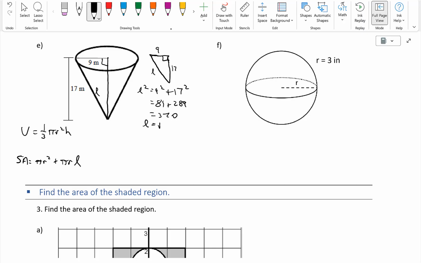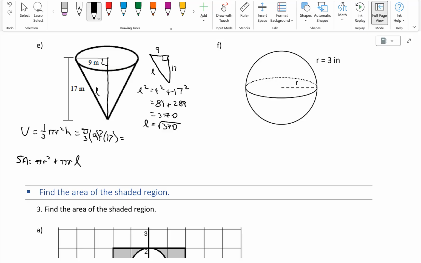And so L is going to be the square root of 370. 37 is prime, we can't break it down, so we'll just leave it like that and hope things work out well for us. For our volume computation, we've got pi over 3, our r would be 9 squared, and then our h is 17.